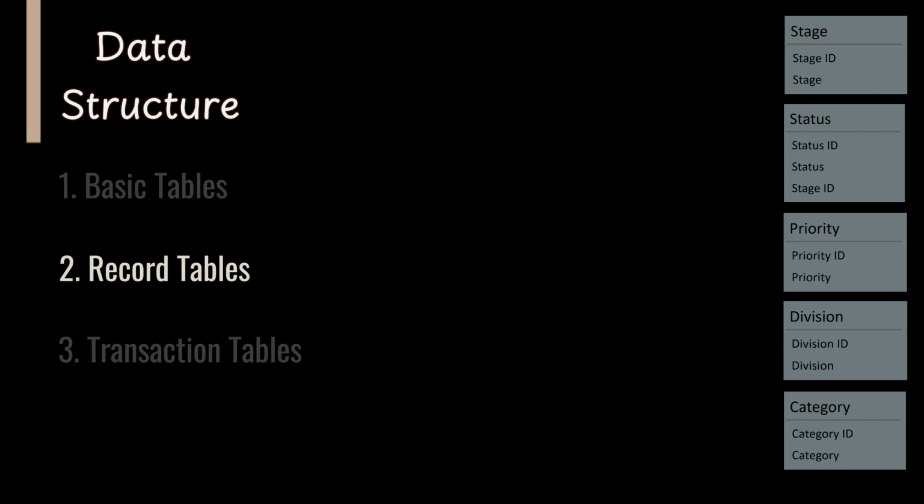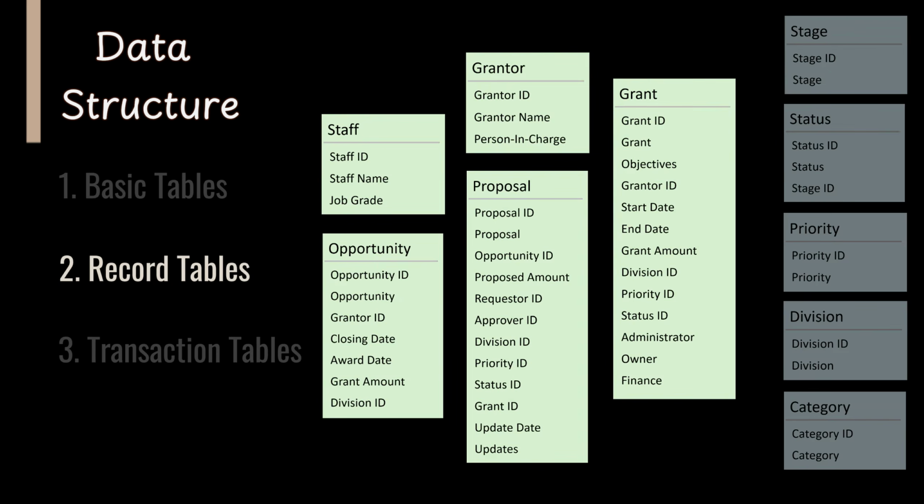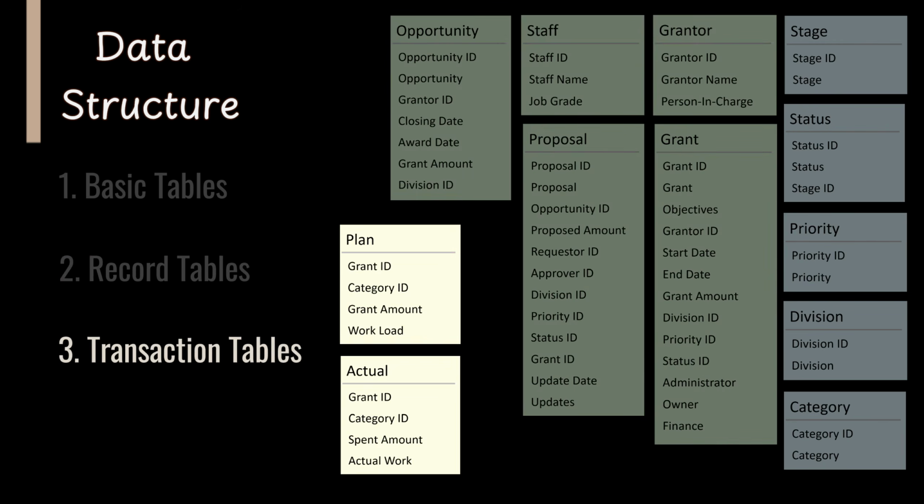The record tables contain data that your organization will maintain, such as staff records, grantor info, opportunity info, proposal data, grant data. These tables rarely change unless you add new records or revise existing data. The transaction tables contain transactional data that you need to update regularly, such as the plan info and actual spent.